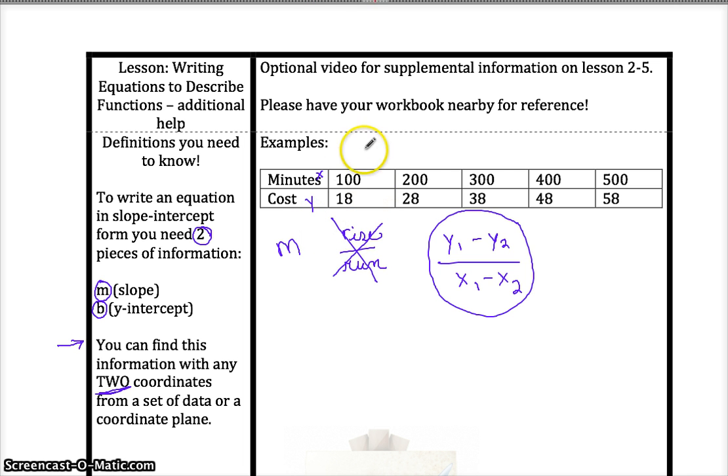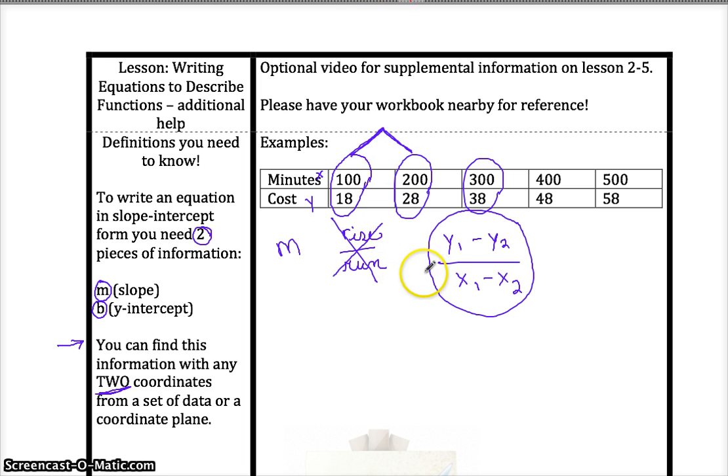I need to choose any two coordinates from this data. Here's an x and a y, here's an x and a y, here's an x and a y. I need to choose any two. It doesn't matter which two, they will all get you the same answer. I typically like to use what I call pretty numbers, so I like to use 100s or zeros or 10s because I know those will get me some easy answers. For mine, I'm going to use these two coordinates. You can use any two you want though.